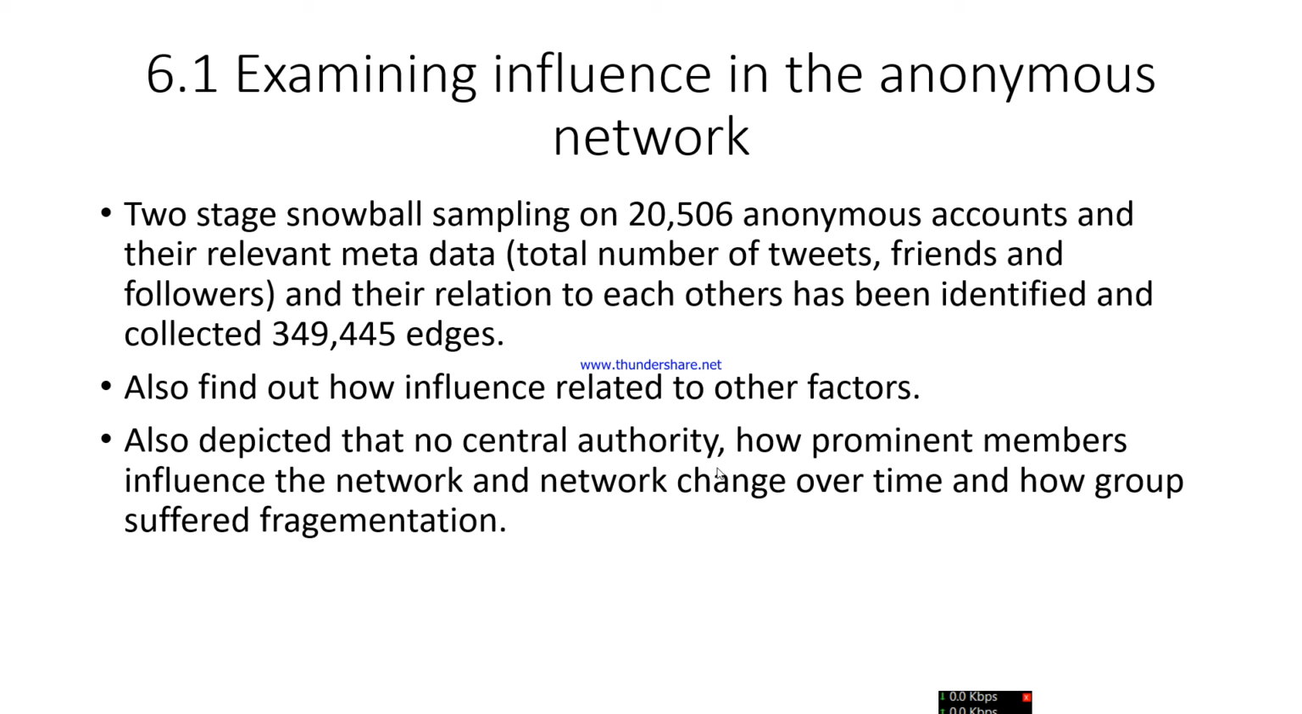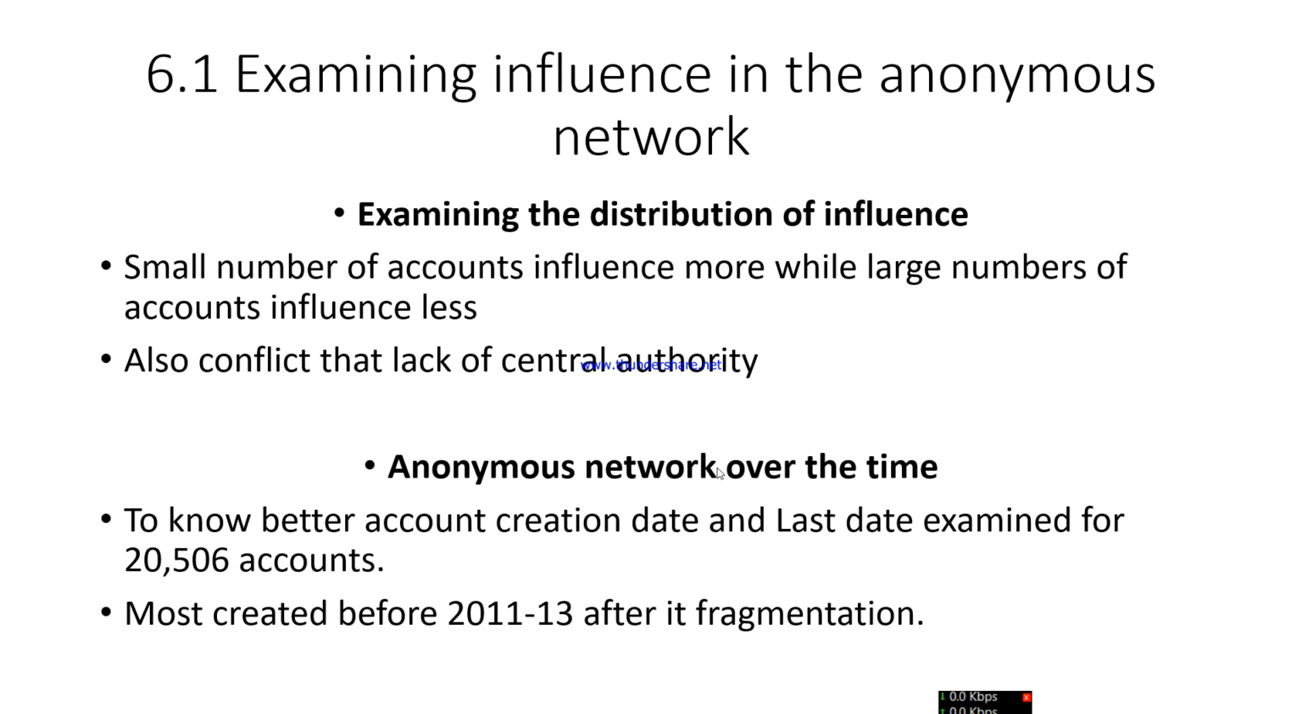The network changed over time and the group suffered fragmentation. In 2013, after the arrest of some prominent members, there was a reduction in the size of the network and a decrease in the number of anonymous accounts. So here we examined the distribution of influence. We have seen that very few accounts have the highest influence and a large number of accounts have no influence. There is also a conflict with the claim of a lack of central authority, because some accounts drive the most influential members, so we cannot say there is a lack of central authority. And how the anonymous network changed over time: we know the account creation date and last date for the 20,506 accounts, and we mostly saw fragmentation after 2011 and 2013 because of the arrest of prominent members in the network.